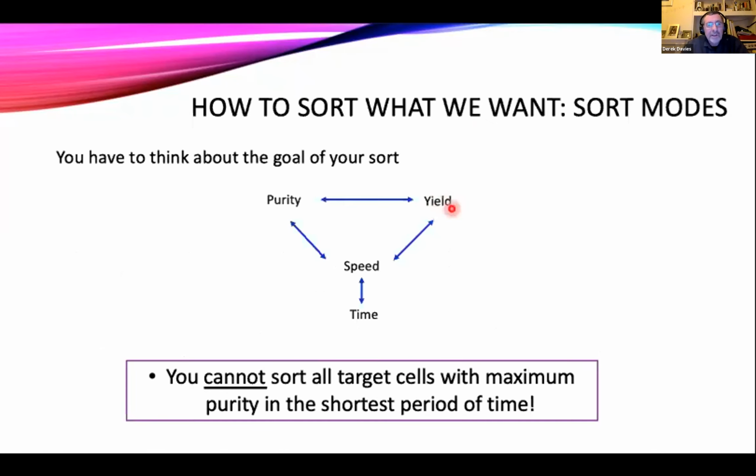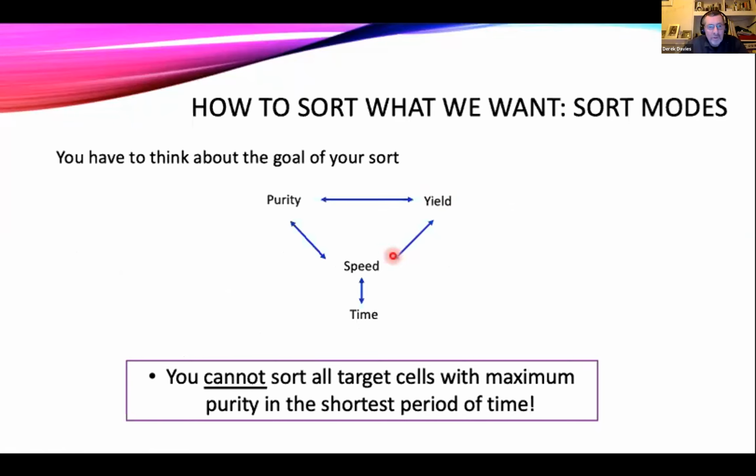If I go back to that example I mentioned earlier, if I've got 10% GFP positive cells and I've got 10 million cells, I should get 1 million green cells. Okay? But I won't get those because sometimes there's going to be a target cell, i.e. a GFP positive cell, in the same physical drop as a non-target cell. So if I want to maximize my purity, I'm not going to sort that drop.